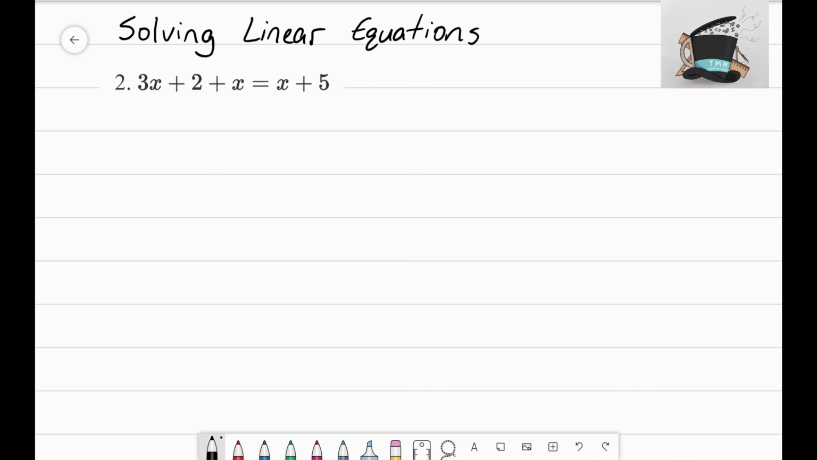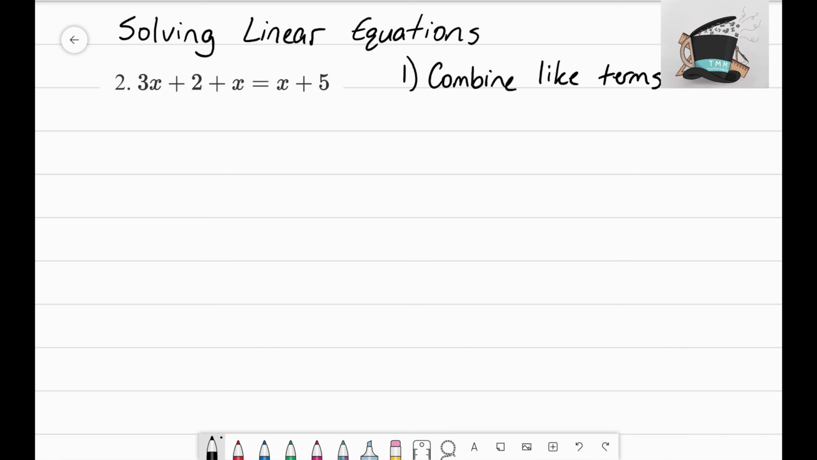Okay, and so there are 3 basic steps to solving linear equations. The first step is that you want to combine like terms on either side of the equal sign. What that means is that I want to look on the left side here and see are there any terms that I can combine. And then I want to look on the right side of the equal sign and see if there's any terms I can combine on that side.